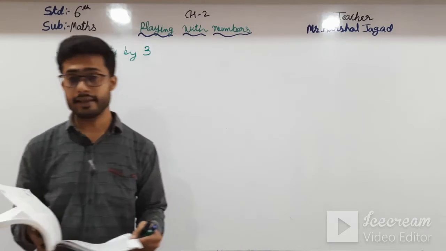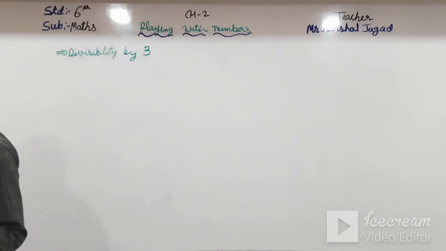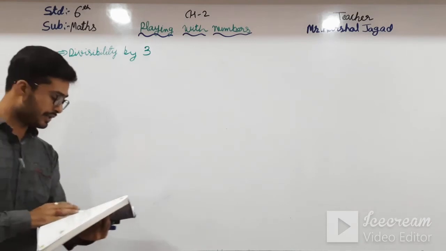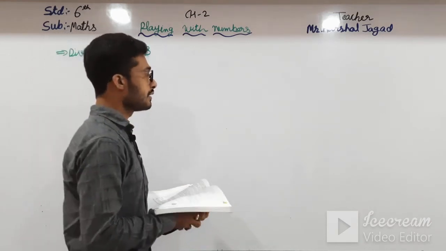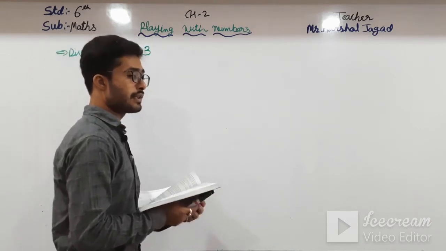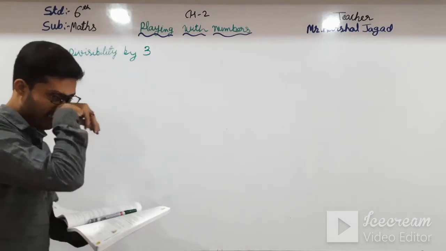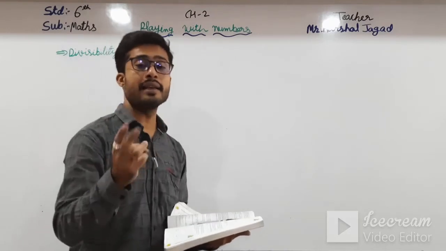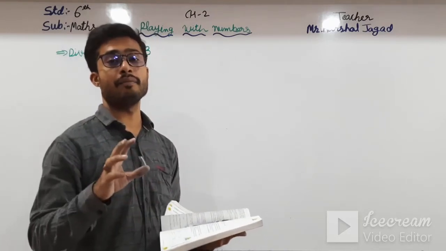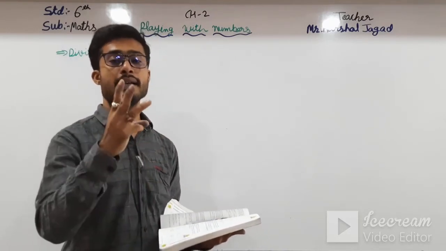See here, in the divisibility test of 3, in the table you can see that if the sum of the digits is divisible by 3, then that number is divisible by 3.